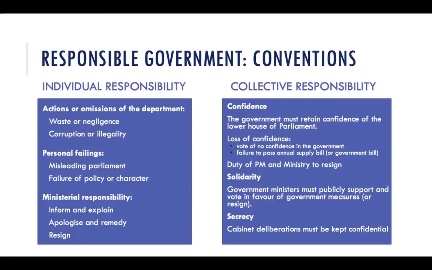There are two main areas of responsibility within the concept of responsible government. So the individual responsibility and the collective responsibility. The first one dictates that the actions and omissions of the department are attributed to its minister. The minister is the head of the department. Therefore, any failings concerning waste, negligence, or corruption will fall under the responsibility of the minister. This will also be true if the failings are personal. The minister cannot, for example, mislead parliament or act corruptly.